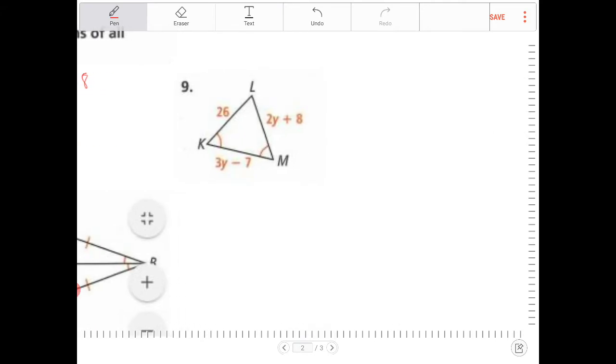Again, same idea. 26 is equal to 2y plus 8. Subtract 8 from both sides, I end up with 18 is equal to 2y. Divide by 2, y is equal to 9. Since y is equal to 9, and by the way, this is equal to 26, then that means this is equal to 27 minus 7, which is equal to 20.